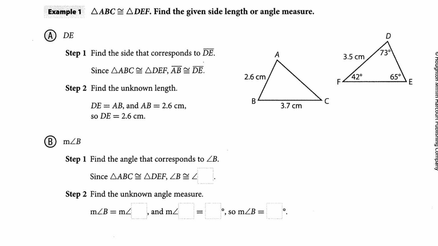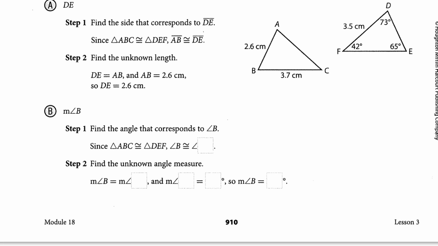Example 1. Triangle ABC is congruent to triangle DEF. Find the given side length or angle measure. A. DE. Find the side that corresponds to DE. Since triangle ABC is congruent to triangle DEF, side AB is congruent to side DE. Find the unknown length. DE is equal to AB. Since AB is 2.6 centimeters, DE must also be 2.6 centimeters.